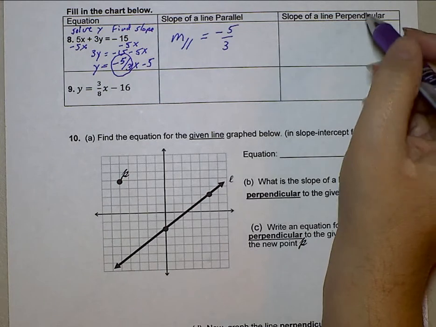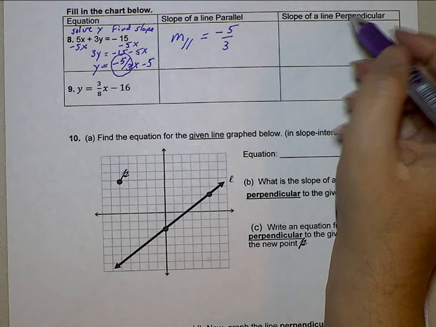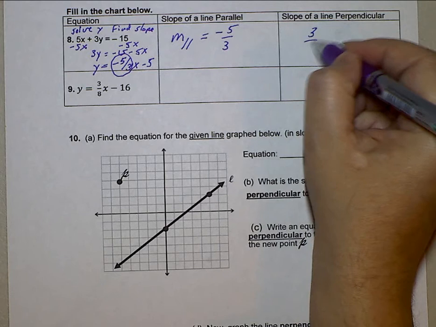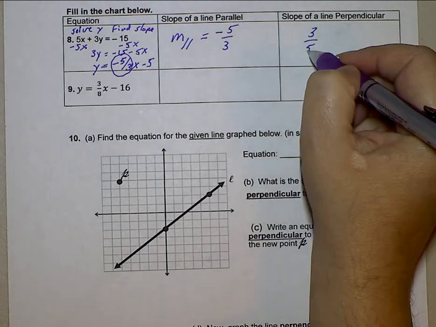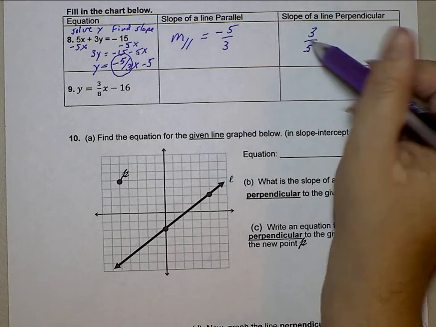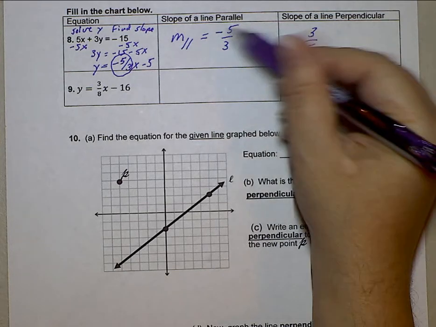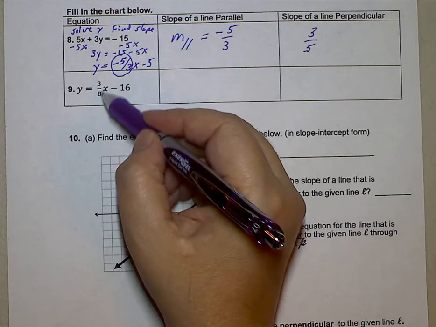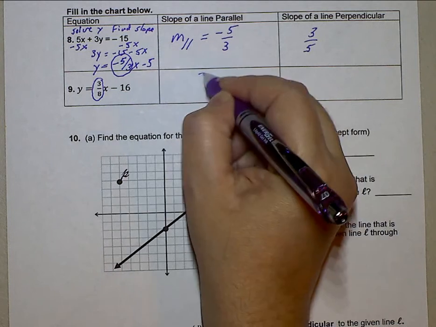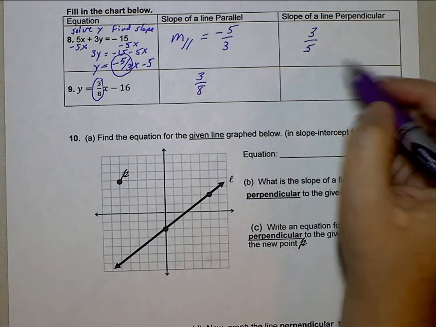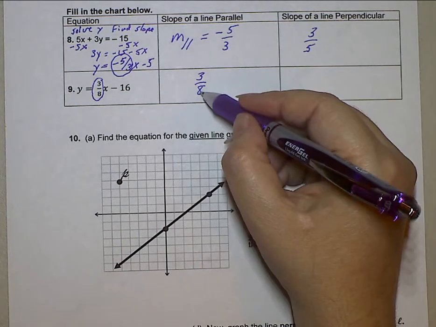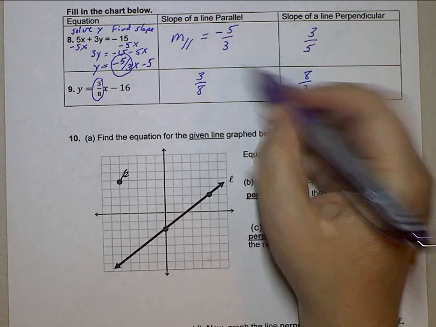My perpendicular is flip this fraction and change the sign. That's how you make a perpendicular line. Alright, so if you find the slope, then everything's fine. Just flip the fraction and change the sign. Again, the number in front of my x is my slope. So 3/8 is my slope. To find the perpendicular, flip the fraction, so now it's 8/3, and change the sign, positive to negative.